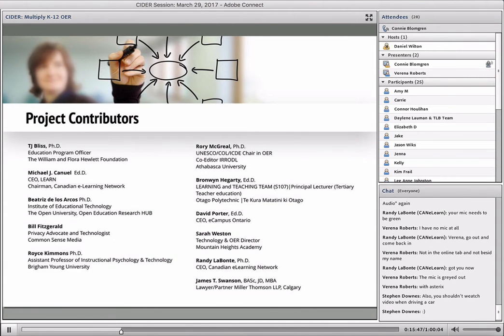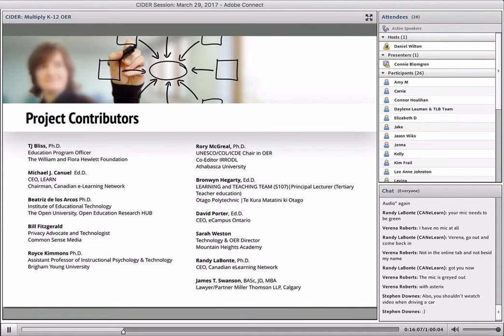The project contributors, you can see here a long list of very well-noted OER scholars within Canada, the United States, and beyond. Many of these connections were brought in by Verena's experience and long work with OER in different locations with different people. And so it was just exciting to have so much great support from everyone.